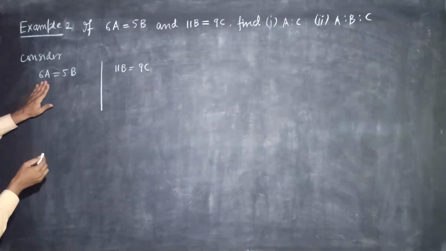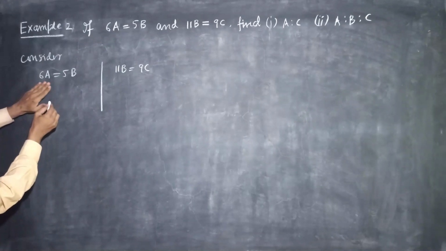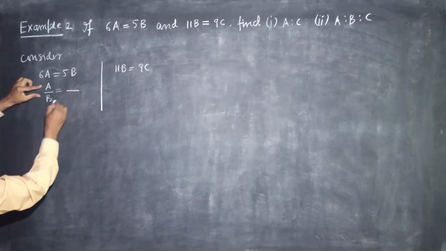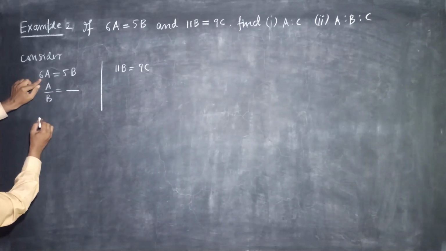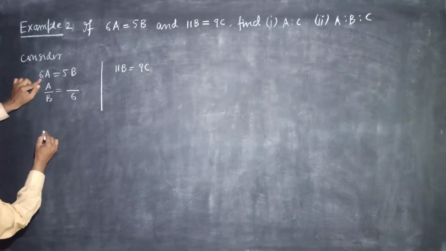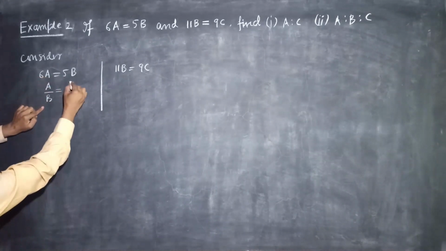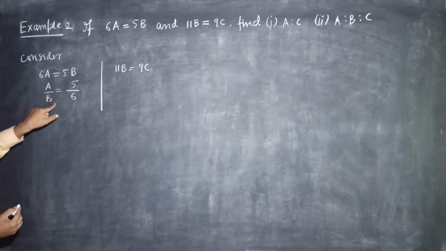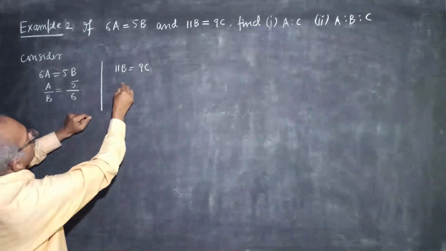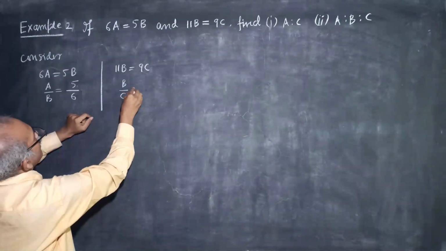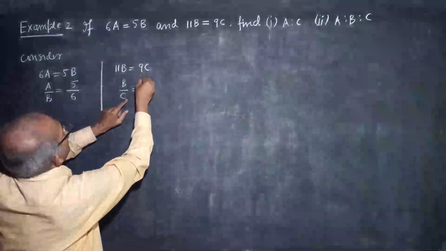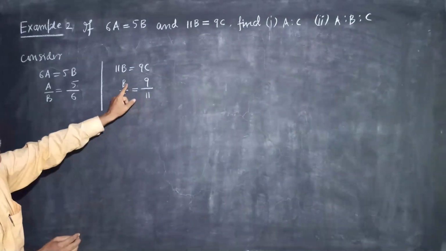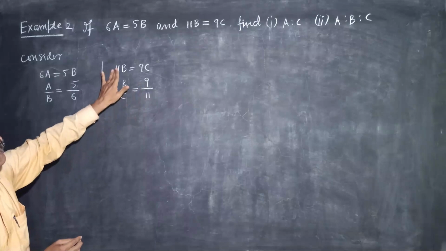Now, this requires some adjustment. That is, you can write it as a by b, and for a 6 is multiplied, so we shall write it in the denominator. For b 5 is multiplied, so we shall write it in the numerator. So even if you cross multiply, 6a is equal to 5b, it's correct. Similarly, b by c is equal to, for c 9, for b 11. So on cross multiplication 11b is equal to 9c, it's correct.